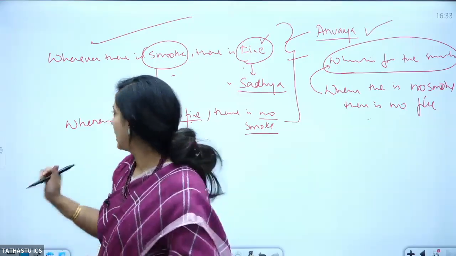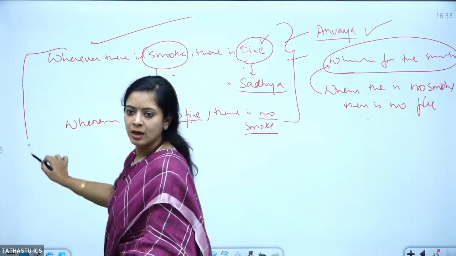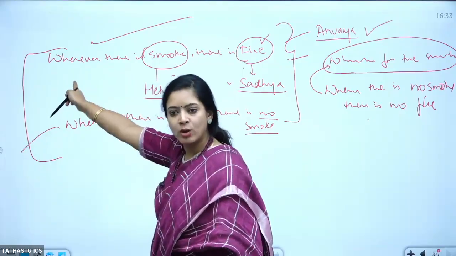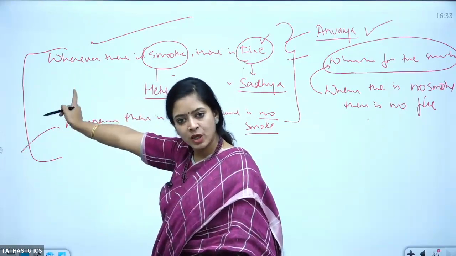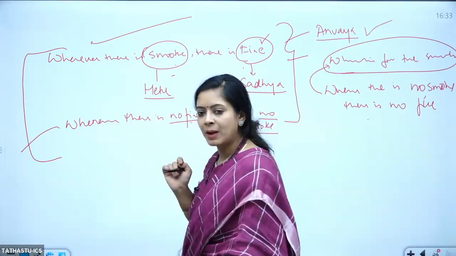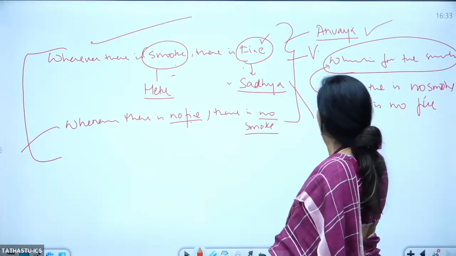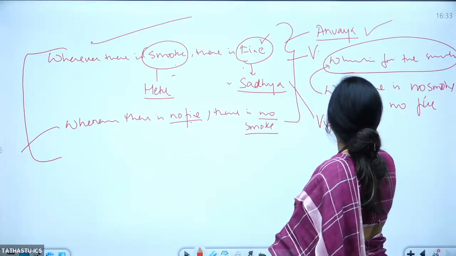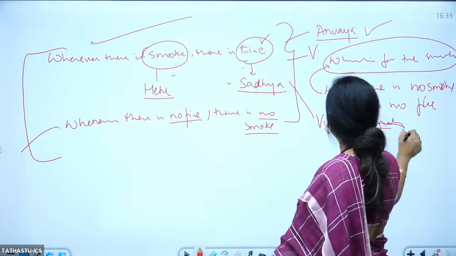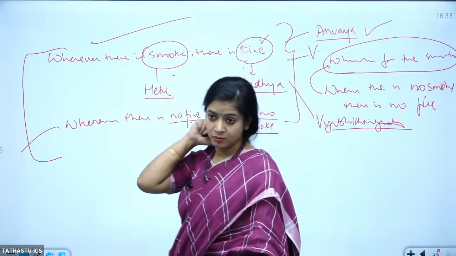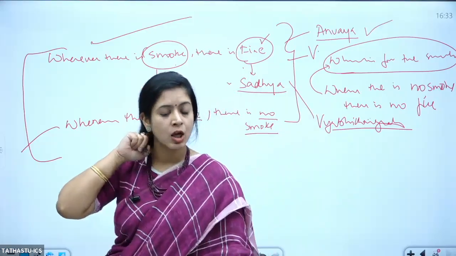Simple. This is the Vyatireki of this particular statement, this Vyapti only. Then the third thing we will apply, after Vyatireki, is Vyabichar Graha. Vyabichar Graha means no contrary instance.